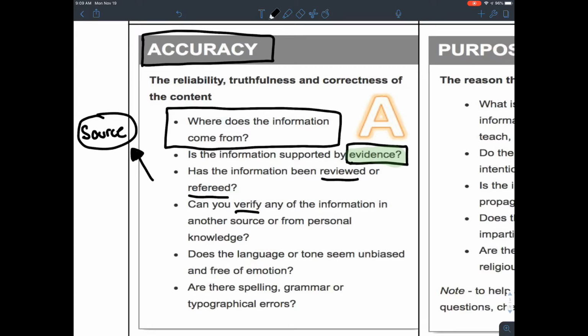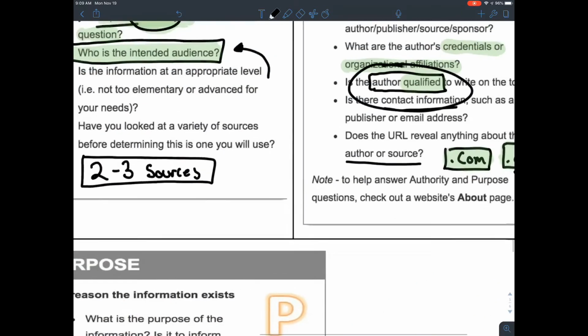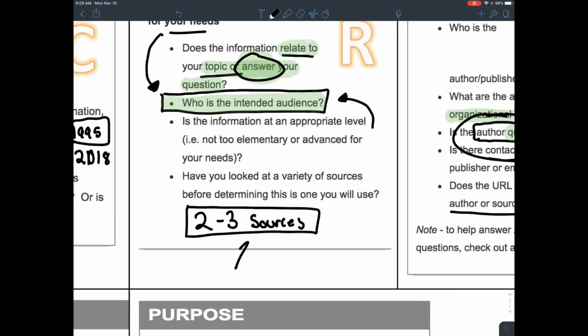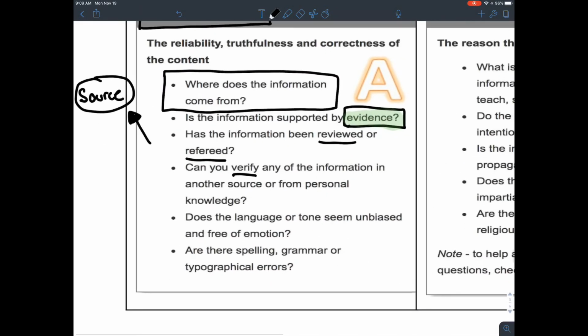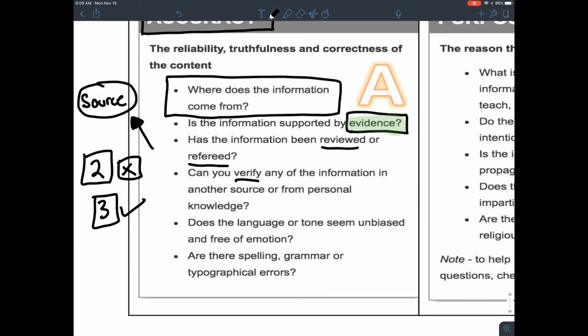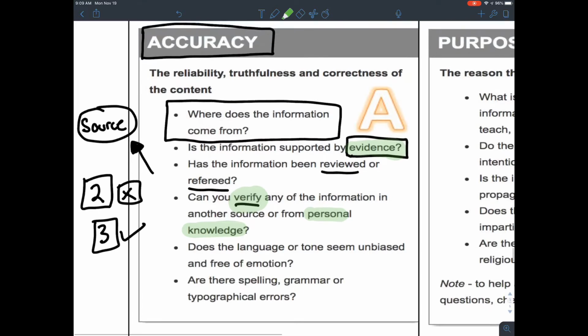If you want to know if that information is true, part of the reason that we want to check 2 to 3 sources for the relevance over here is that if we check them, we can figure out whether it's accurate if they all agree. If 2 of those sources have different information, then it's probably not accurate. But if all 3 have the same, then it's probably accurate. So you have to verify that information in order to make sure that it's accurate. You can even verify that with your personal knowledge, but if it doesn't make sense, it's probably not accurate.